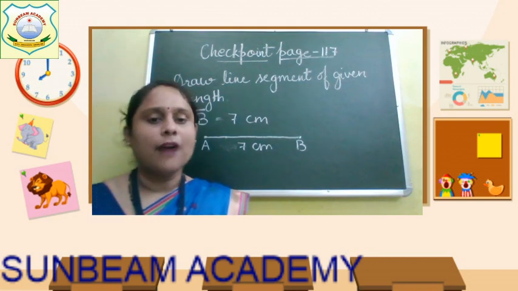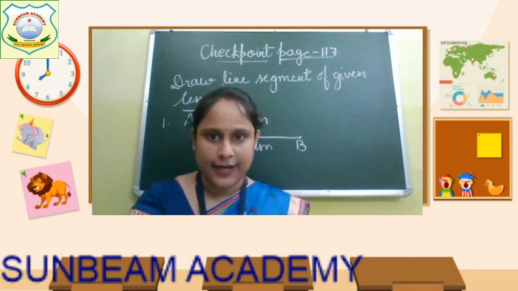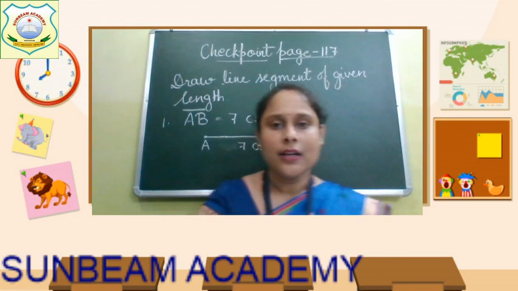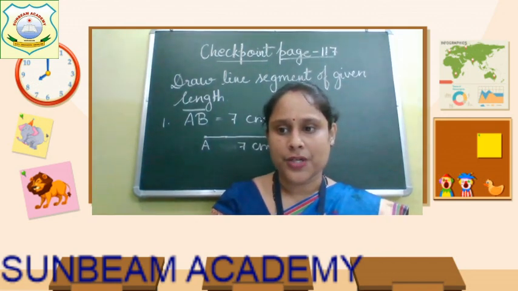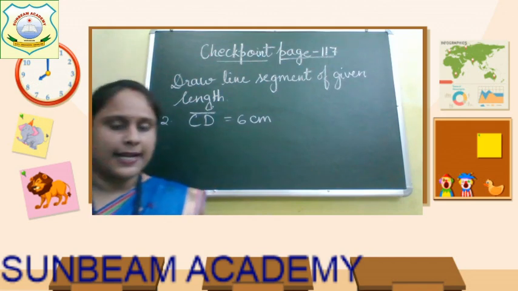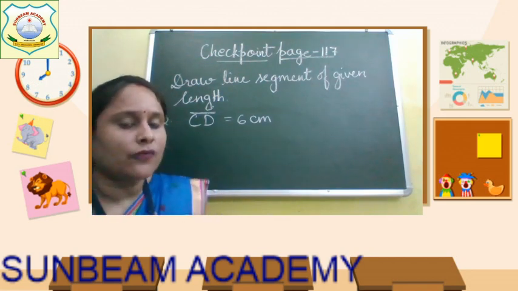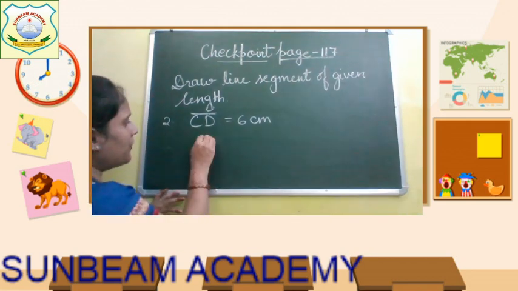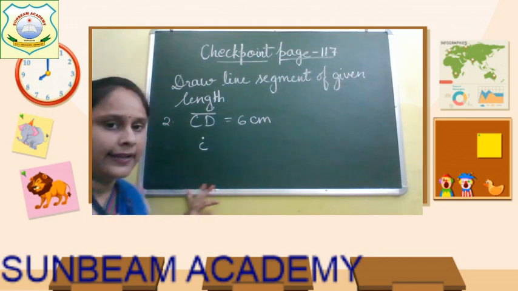Okay. Now we move further to our second question. See, all of you look at the second question now. Now children, your second question is CD 6 centimeter. So first, what will you do? You will draw a point, write down C.